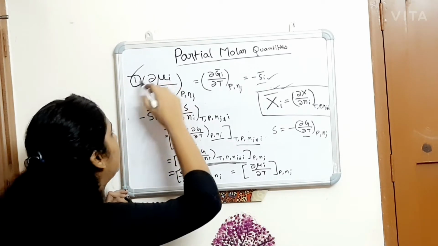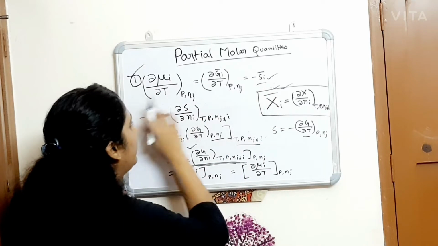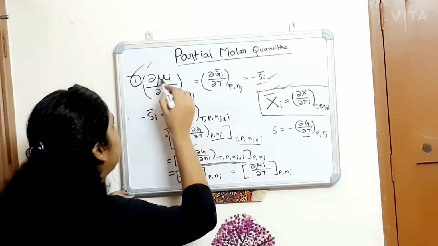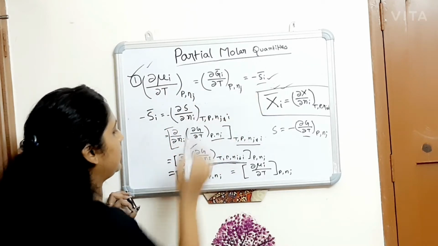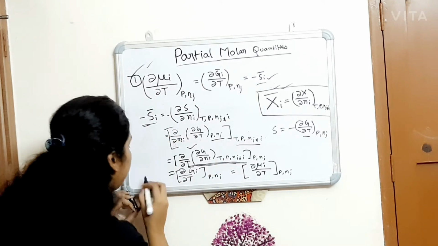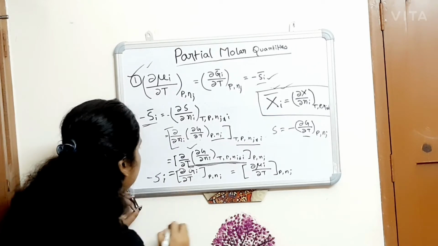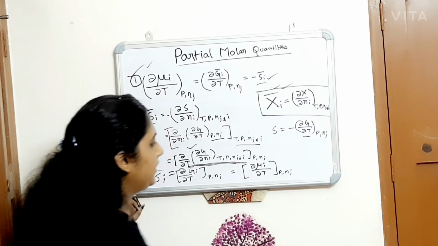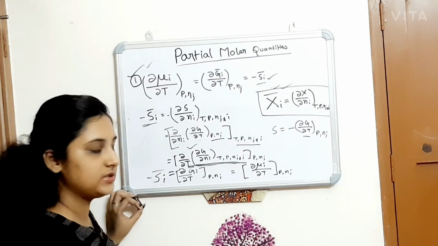So what was our motive? Our motive is to derive this, that is del mu i del T at constant P, nj is equal to minus Si. And this is the proof that minus Si bar is equal to del mu i del T at P, nj. So this is the proof.